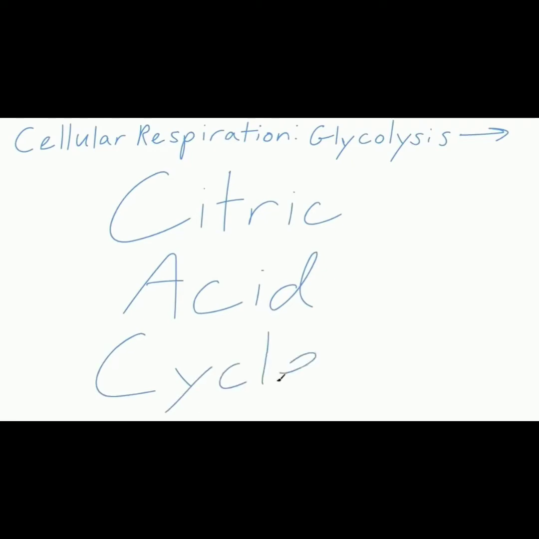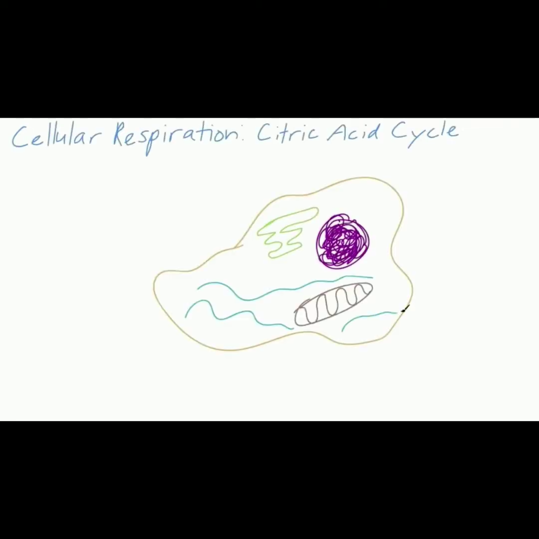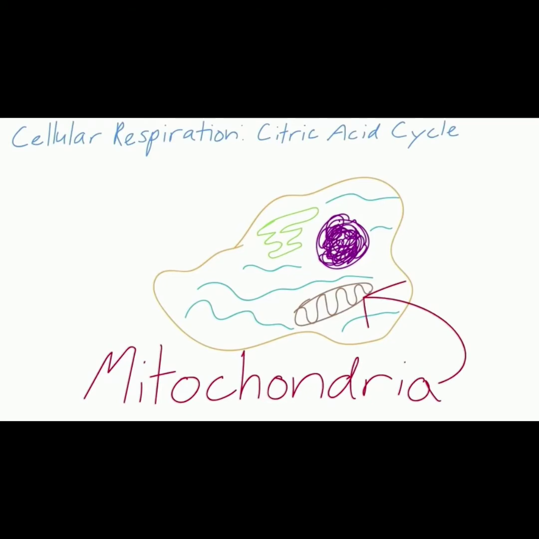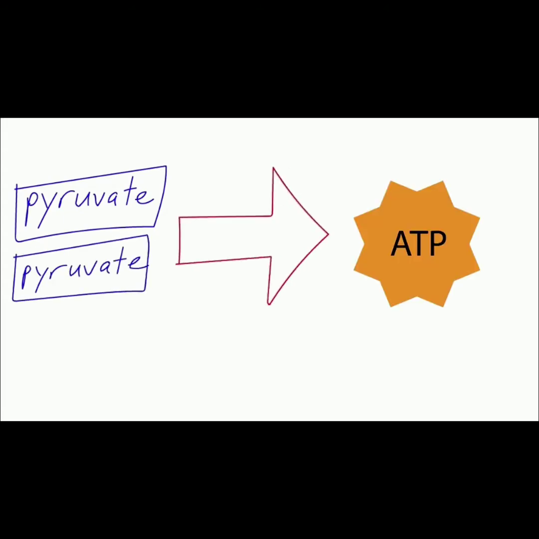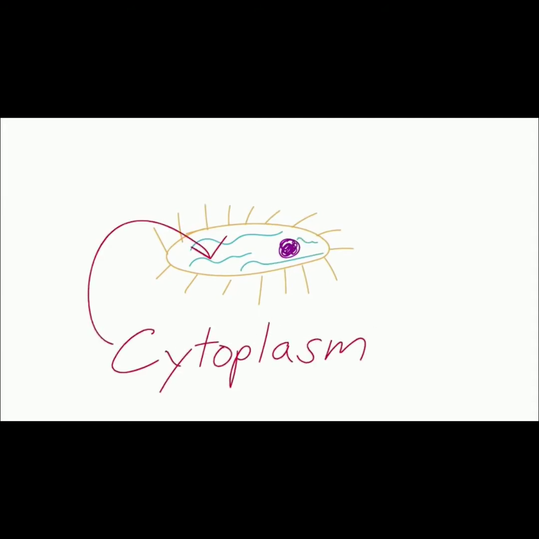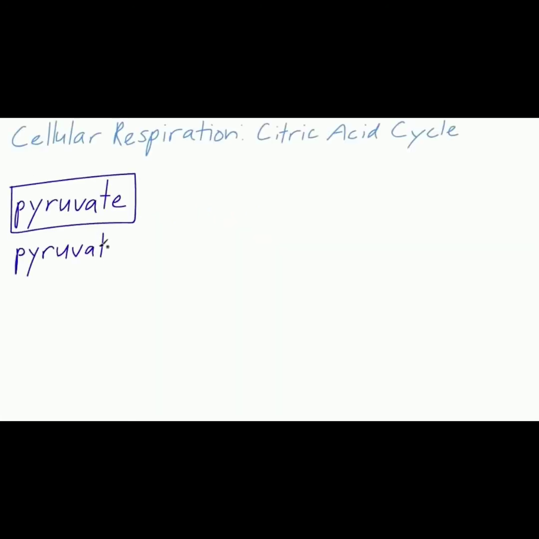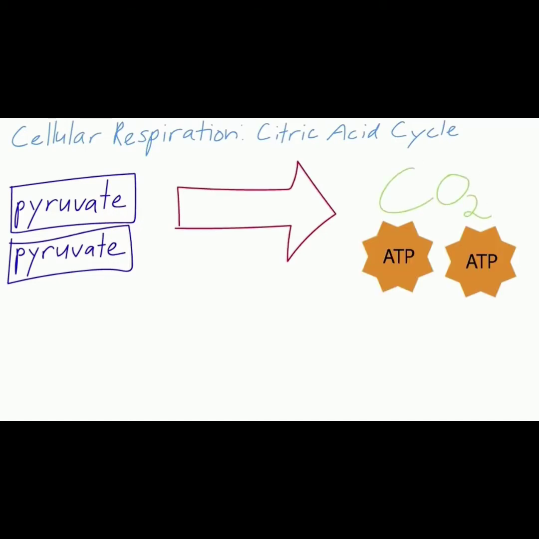The next step of cellular respiration is the citric acid cycle. This step takes place in the mitochondria. The mitochondria are organelles known as the powerhouse of the cell because they transform the pyruvate into ATP, a usable form of energy. If the cell does not have mitochondria, like in single-celled organisms such as bacteria, this step occurs in the cytoplasm. The 2 pyruvates are processed, producing 2 more ATP as well as carbon dioxide. This is the carbon dioxide that we breathe out when we exhale.